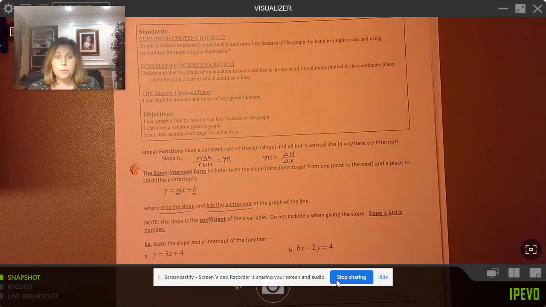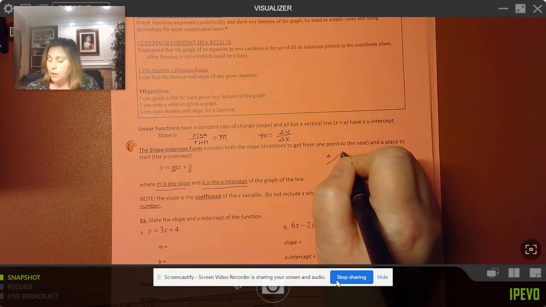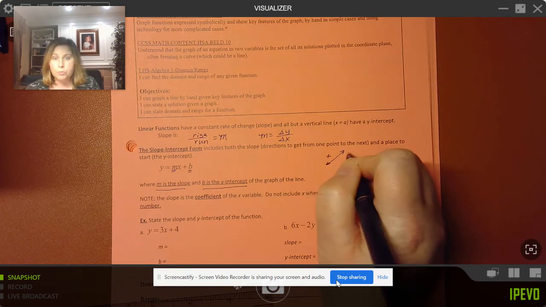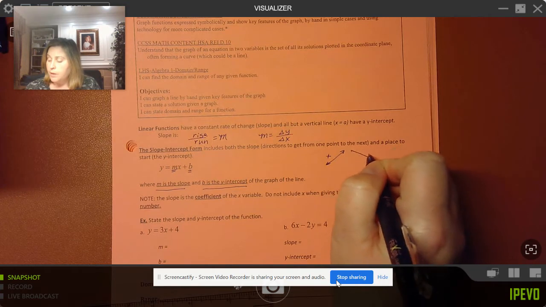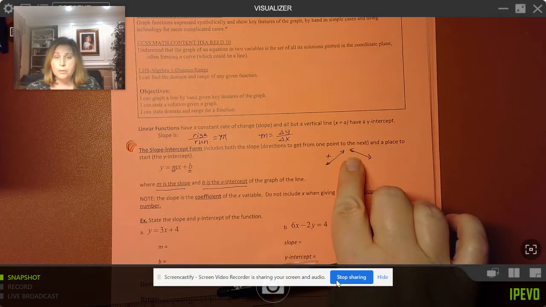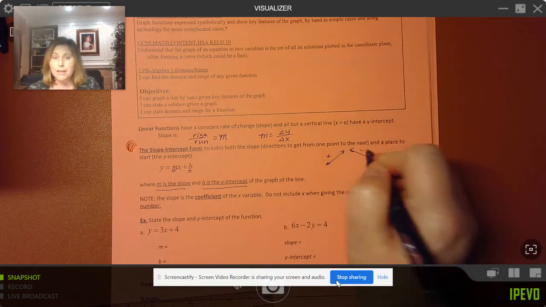And just a reminder, when we learned about slope, lines that have a positive slope, as we read the line from left to right, the slope is increasing. That's a positive slope. And if, when we read the line from left to right, this line is falling, that means that it has a negative slope.